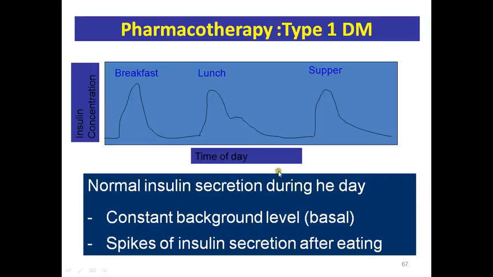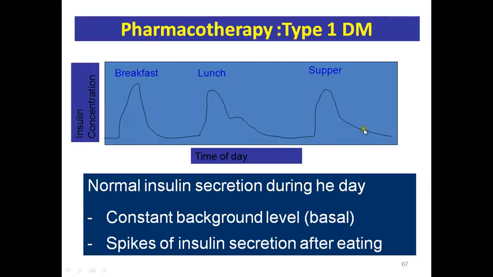So this is how insulin is normally produced in the body, and this is what we try to mimic in type 1 diabetics or type 2 diabetics when we put them on insulin therapy. When you give short acting insulin, you give it when the patient is taking the food. So that short acting dose will cover the breakfast, another dose will cover the lunch, and the third dose will cover the supper. And the basal, the long acting NPH or glargine or lente which you give, will cover the basal levels of insulin.